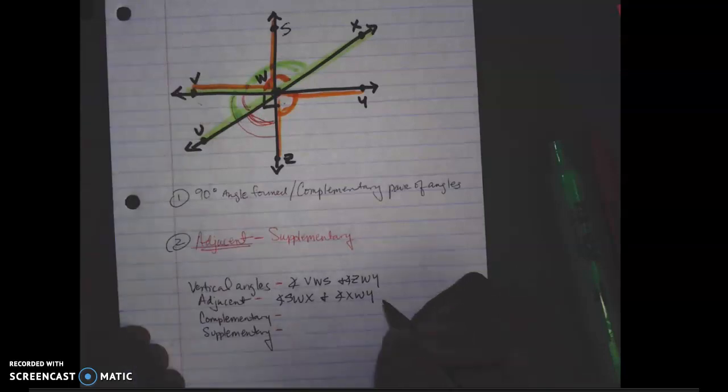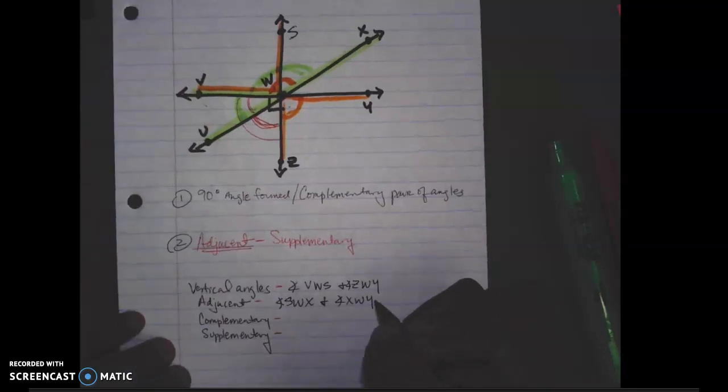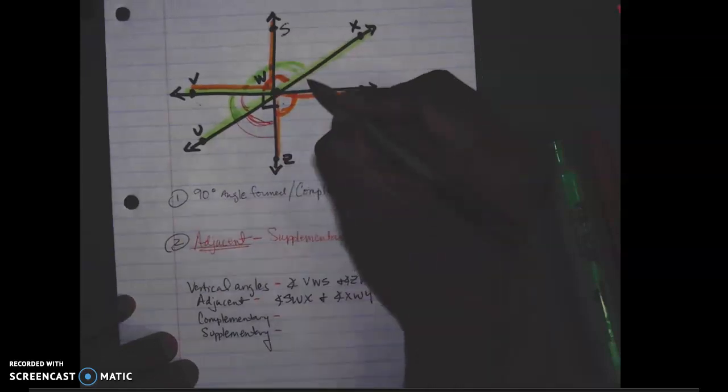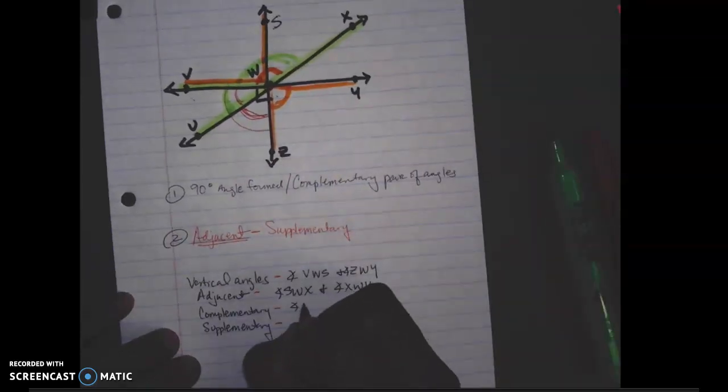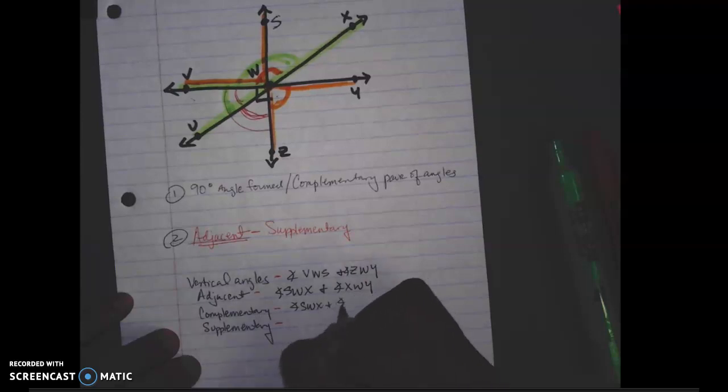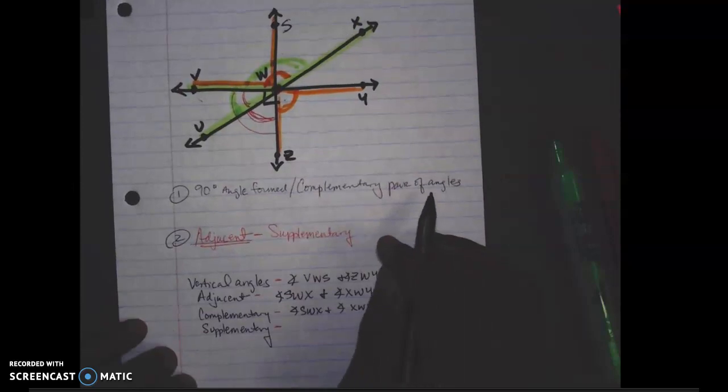Okay, so now let's talk about complementary. Again, complementary angles are two angles that form a 90-degree angle. These could also be considered complementary angles as well, angle SWX. So as you see, they can do double duty. They happen to be adjacent, but they're also complementary.